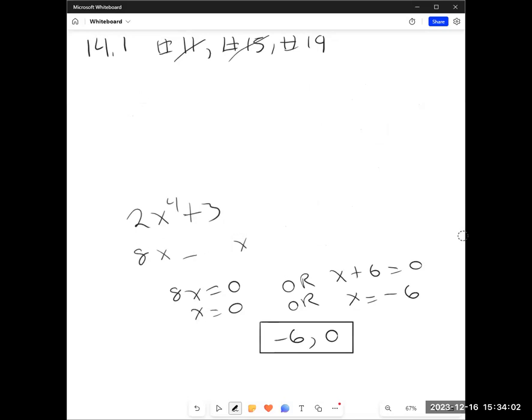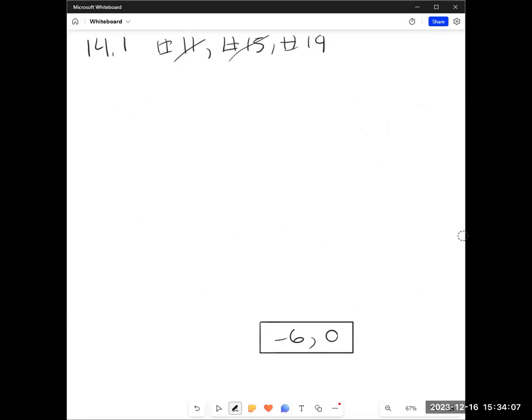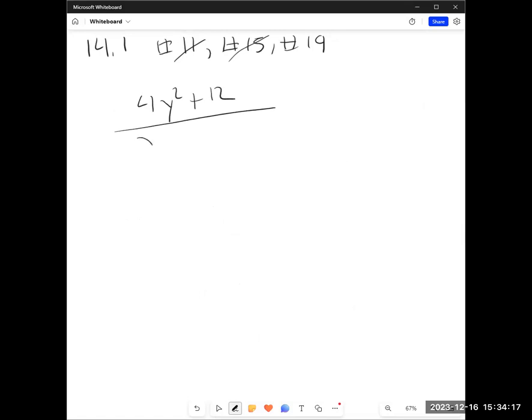And let's look at our last problem for this video. y squared plus 12 over y squared minus 3y minus 4. And this is going to factor into y minus 4 times y plus 1. Don't worry about the numerator.